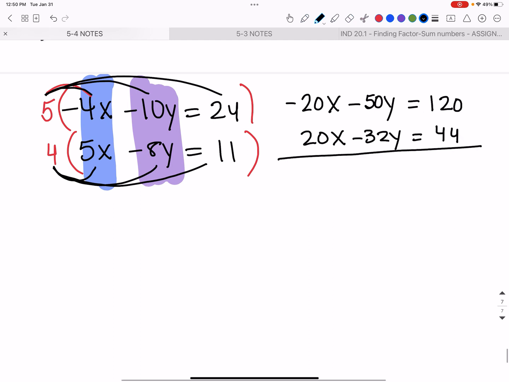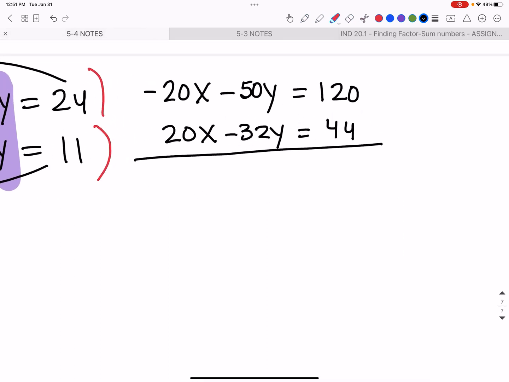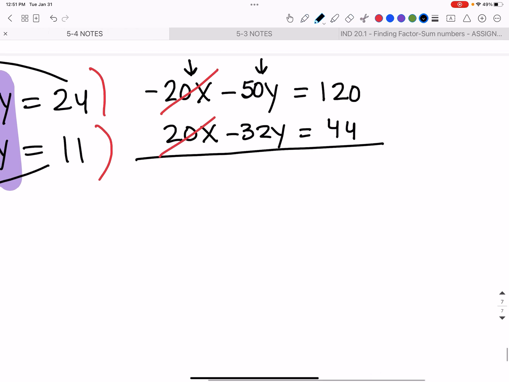Now I'm ready to draw my line. If I did it right, my x's should eliminate. Because that was my goal, I should have a -20 and a positive 20, and that's exactly what I have. -20x and positive 20x cancel out. They're gone. Then I go to the y's right here. I'm going to reduce my y's. I've got -50y minus 32y, which is -82y. Remember, negative goes deeper negative. Then I've got to do this side. I've got 120 plus 44, which is 164.